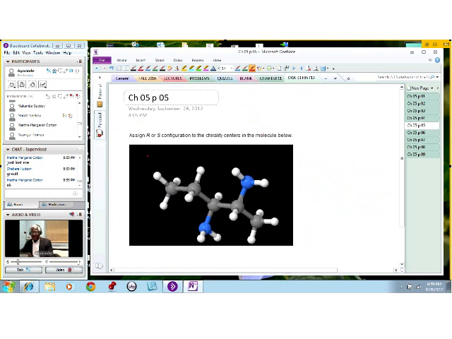This is simply saying assign R and S configuration to the chirality centers in this molecule. Of course, this molecule here has this chirality center here, and also has this chirality center here. So you guys should be able to do this. I'm going to leave this for you to do. I will just give you a hint when you do this.